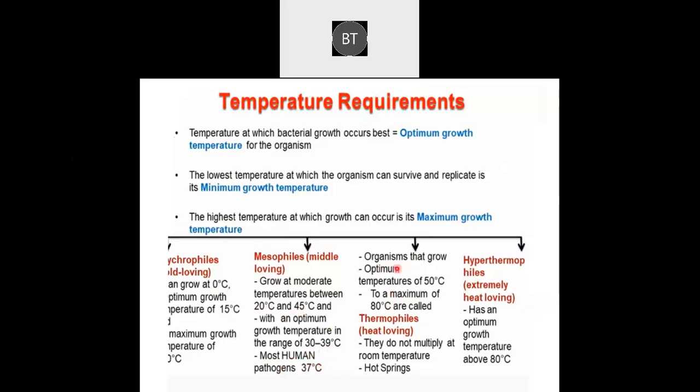Organisms that grow at an optimum temperature of 50 degrees centigrade to a maximum of 80 degrees centigrade are called thermophiles, that is heat loving. They do not multiply at room temperature and are usually found in hot springs. Hyperthermophiles are extremely heat loving, with an optimum growth temperature above 80 degrees centigrade. So based on the temperature, we have psychrophiles, mesophiles, thermophiles and hyperthermophiles.